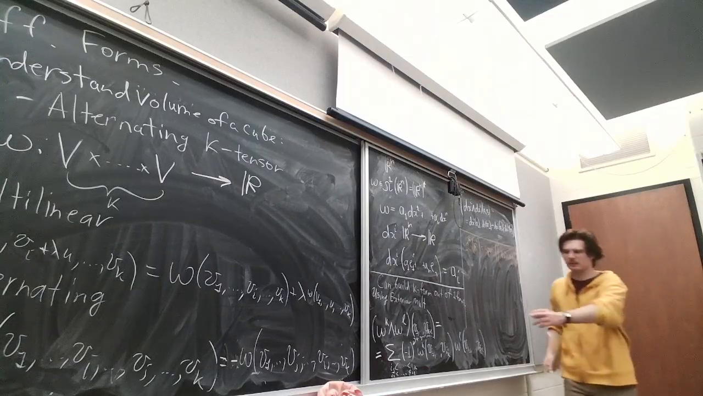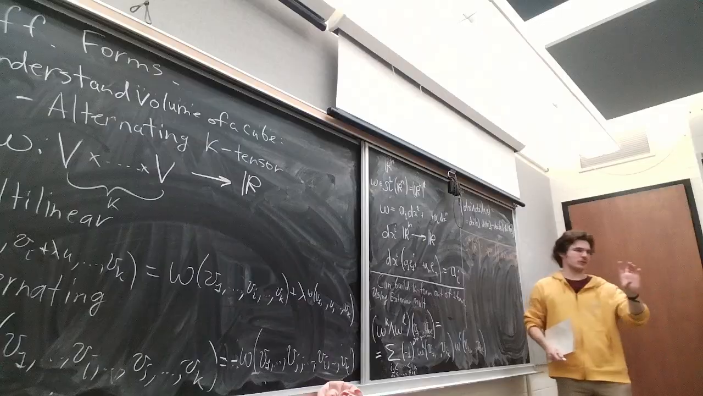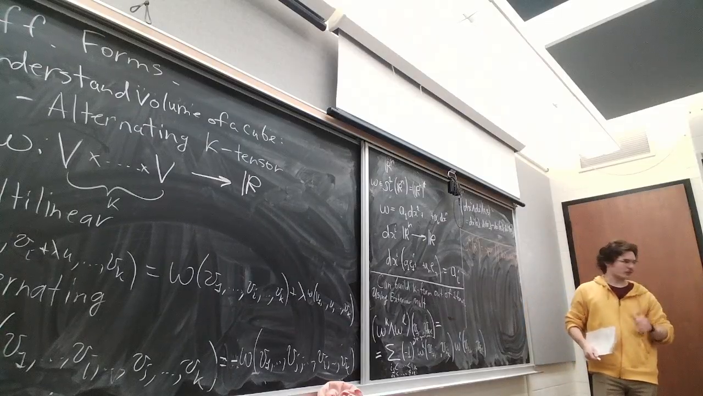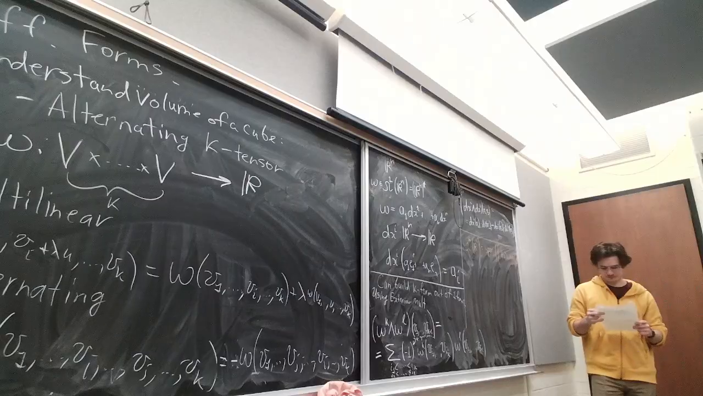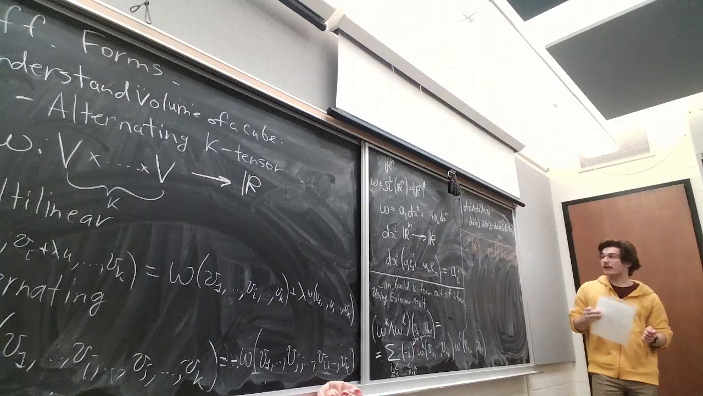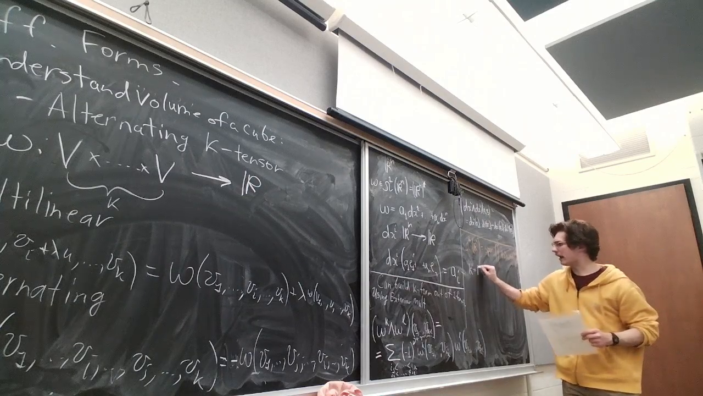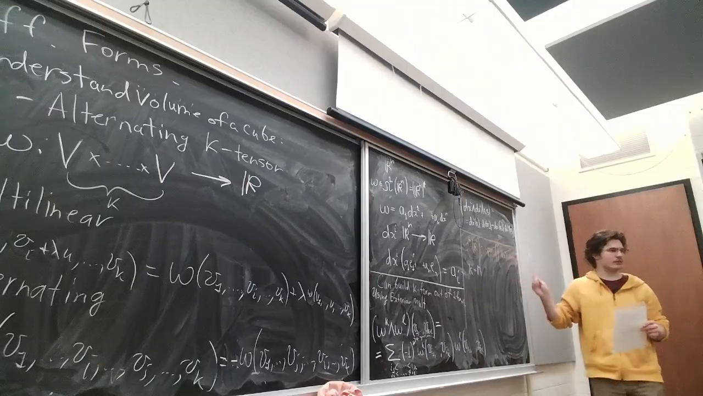Right? People see, because of the alternating condition, that if I swap two vectors or something, I'd get the same thing, so I'd get 0. Okay. So this is good. So one thing, can someone tell me if k is equal to n, what is the dimension of this space?